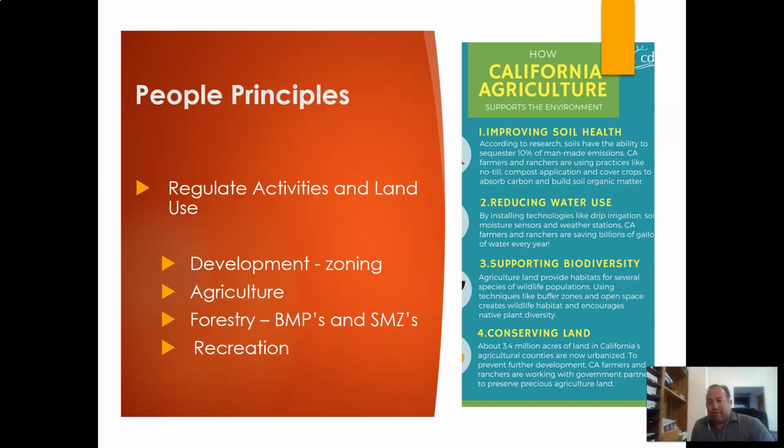Another way in terms of the idea of enacting laws is to regulate activities and land use. So coming up with zoning laws, coming up with agricultural laws and how they relate to the ecosystem. In forestry, we have things called BMPs and SMZs. So in forestry, we have best management practices. So how are we going to conduct forestry operations, but also thinking about the wildlife and the habitat, and how those forestry activities will affect the habitat. And then an SMZ is a streamside management zone.